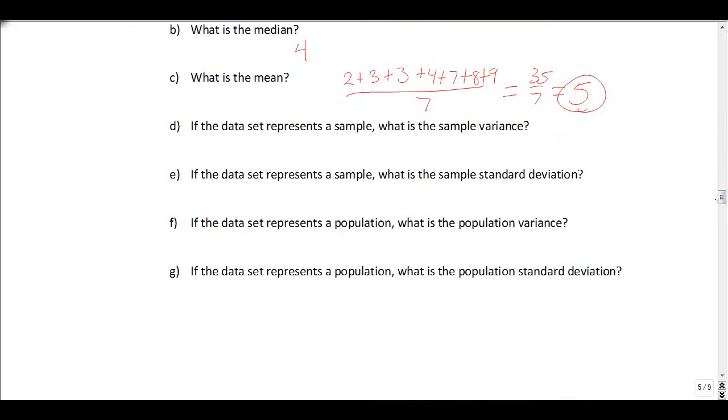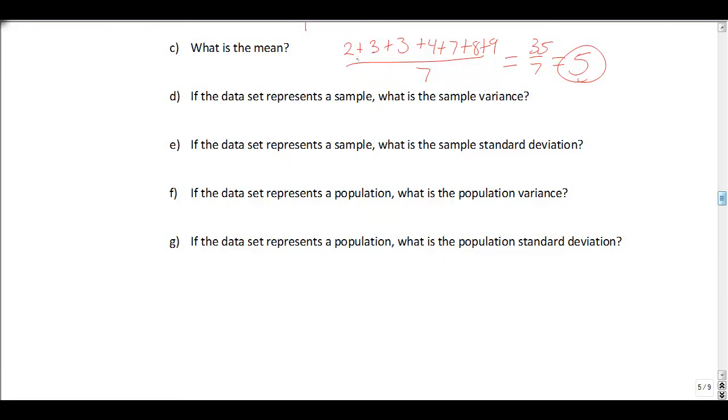Okay, now we've got our variance, standard deviation questions. So the first pair, if this is a sample, what is the sample variance? What is the sample standard deviation? I'm going to run through this calculation down below. You can see the elements of the data set in this sum here. Let's write those down. X here is 2, 3, 3, 4, 7, 8, 9.